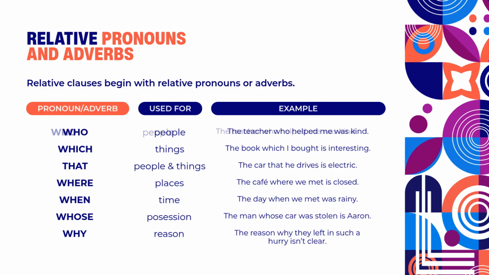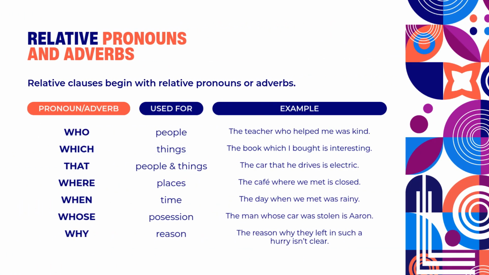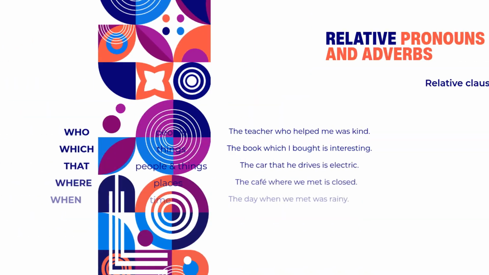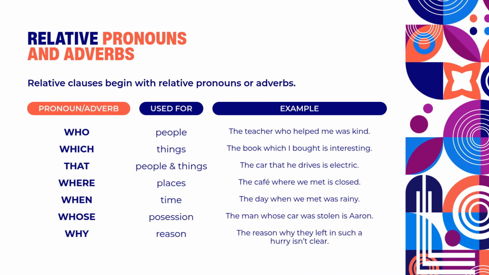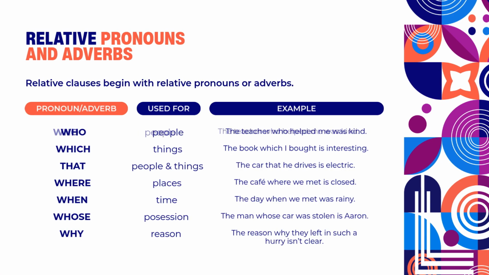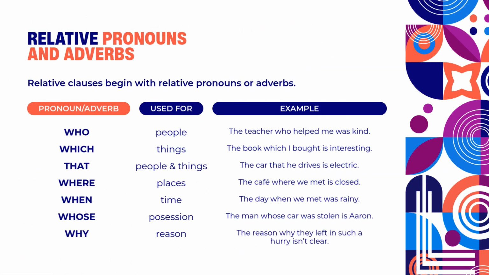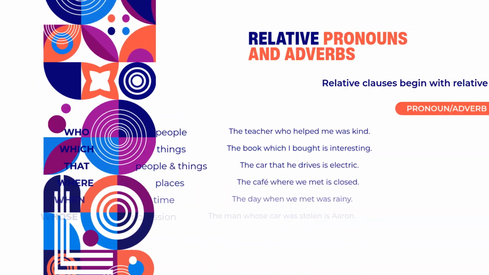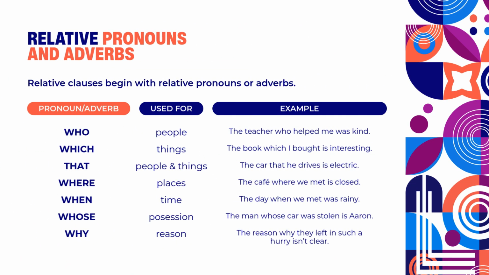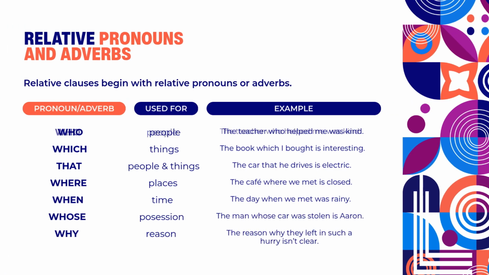That is used for people and things. Example: the car that he drives is electric. Where is used for places. Example: the cafe where we met is closed. When is used for time. Example: the day when we met was rainy.